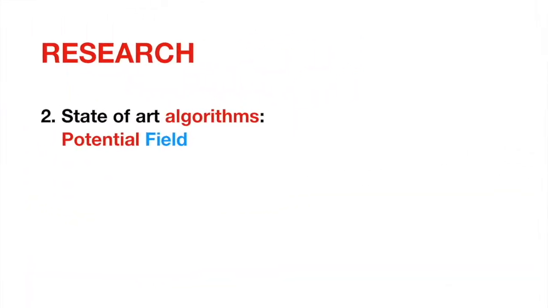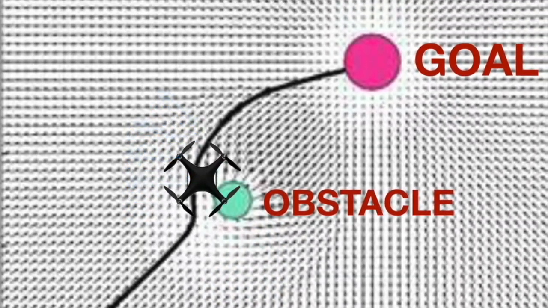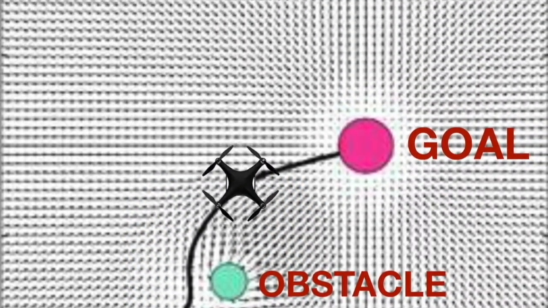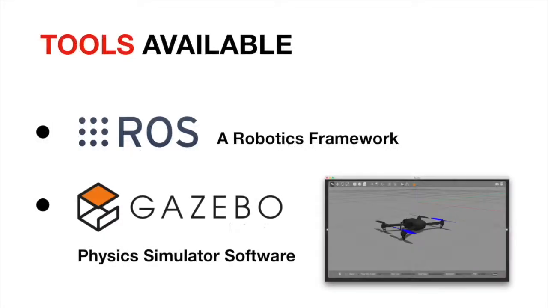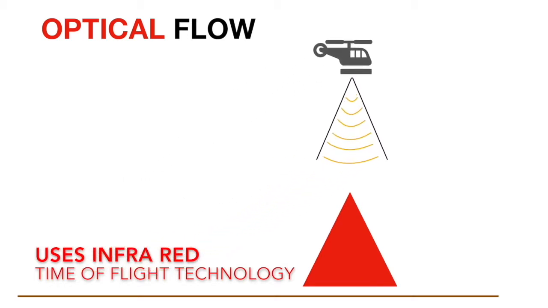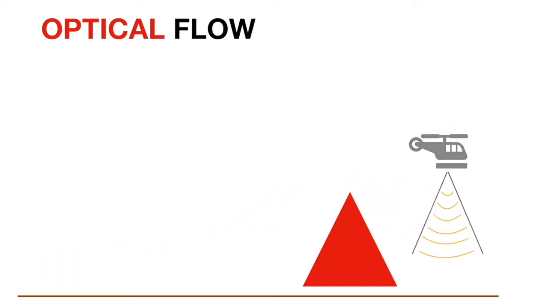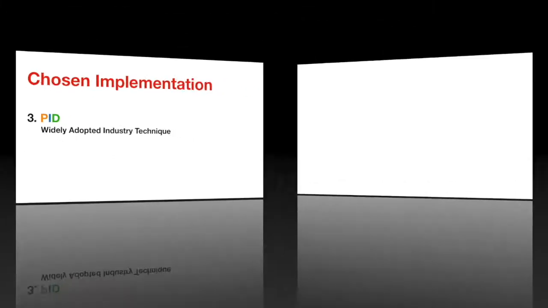We also looked at existing algorithms such as potential field, which works by the principle of virtual forces, where the drone is attracted towards a goal and repelled away from any obstacles, with the final path being the resultant of these virtual forces. We used ROS in conjunction with Gazebo, which is a physics software simulator. The test drone would use a downward-facing camera providing distance measurements for the optical flow sensor using infrared technology. We then turned our eyes to an industry-widely adopted technique, PID.